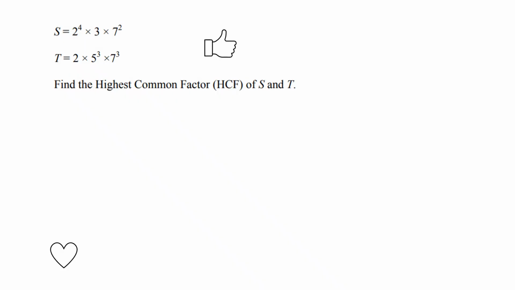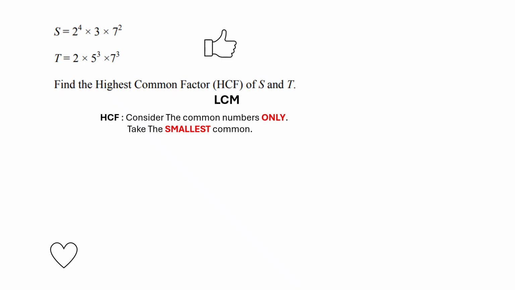Now, how do you find the highest common factor and the least common multiple of these? Let's start with the highest common factor. Consider the common numbers only for the highest common factor and take the smallest. What do I mean? Look at S and T. What's in common? 2 is a common number.